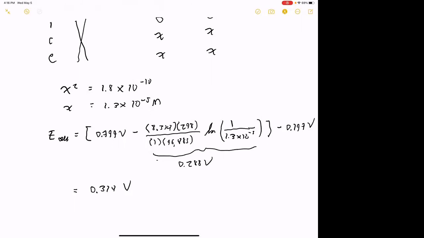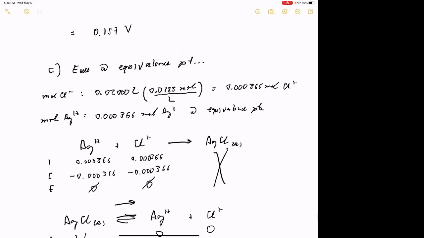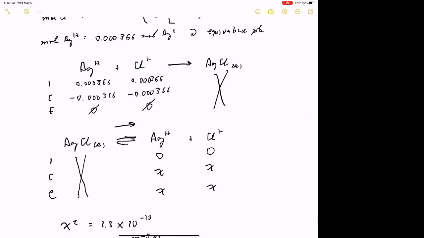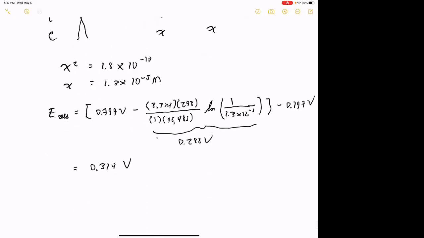All right, so did the voltage change from part B? What did we get in part B? We got 0.157, and in part C, we got 0.314. So notice the voltage is increasing. Why is that? Well, because the silver ion concentration is actually increasing a little bit. Okay, so the voltage is going with it. All right, any questions about that so far, guys?